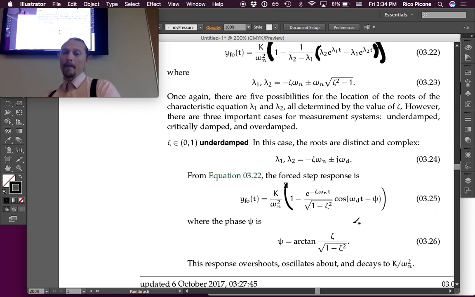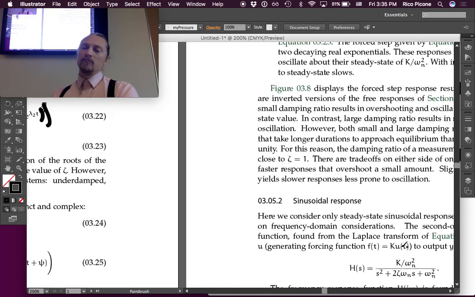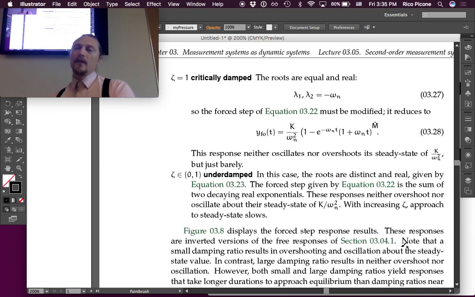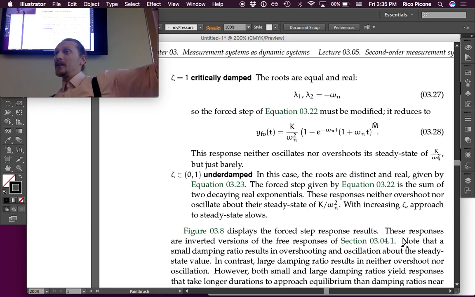Okay. The response overshoots, oscillates about, and decays to K over omega n squared. And so that's our steady state value, that's the value it overshoots and oscillates about. So that's the underdamped case. So that example we just did is underdamped. If we put a step input into it, we would get this response.